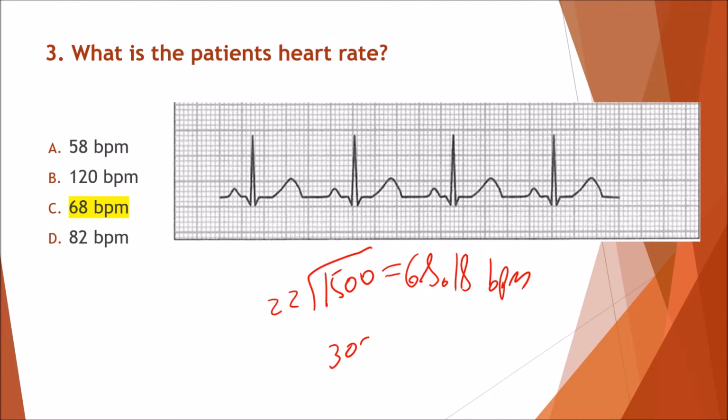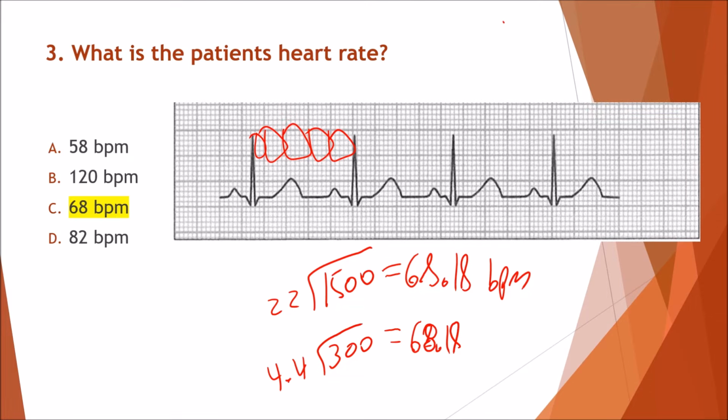Now we want to use the 300 rule. We're going to count the big boxes. So we have 1, 2, 3, 4, and then we have 2 left over. So we're going to divide it by 4.2? No. We are going to divide it by 4.4. Now, if you don't remember, this is a percentage. So if you need to review why, then just go back and rewatch that lecture. And 300 divided by 4.4 is 68.18.